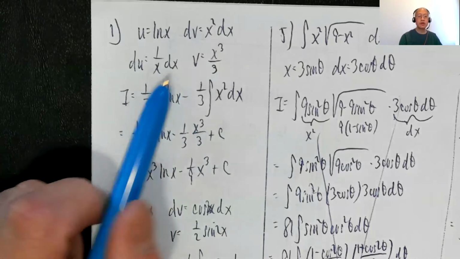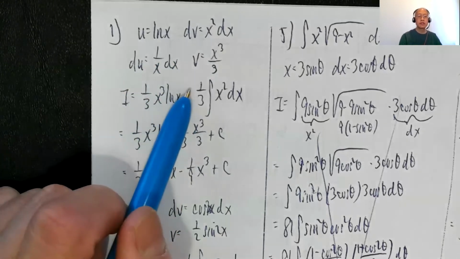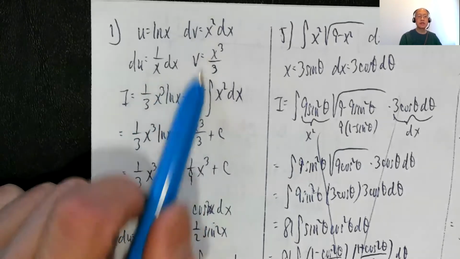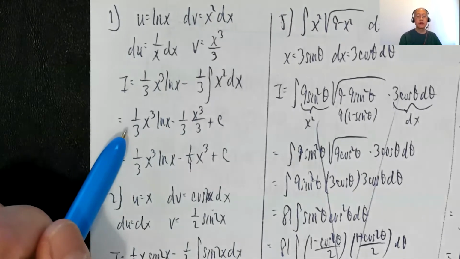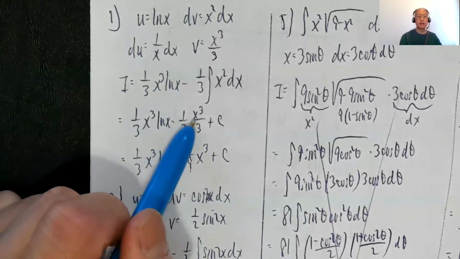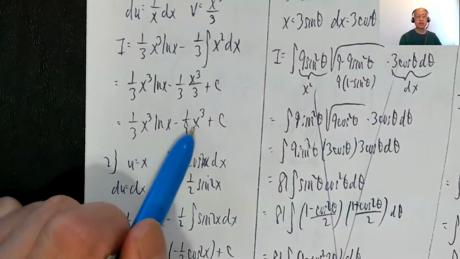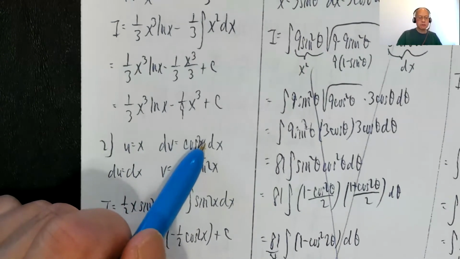So I is u times v, 1/3 x cubed ln x, minus the integral of v du, take out the 1/3. 1 over x times x cubed is x squared dx. So 1/3 x cubed ln x minus 1/3 x cubed over 3 plus c. 1/3 x cubed ln x minus 1/9 x cubed plus c.